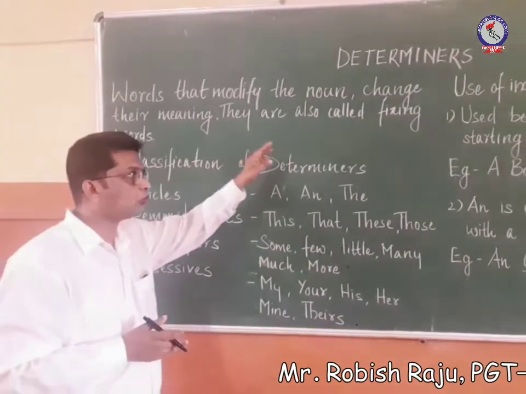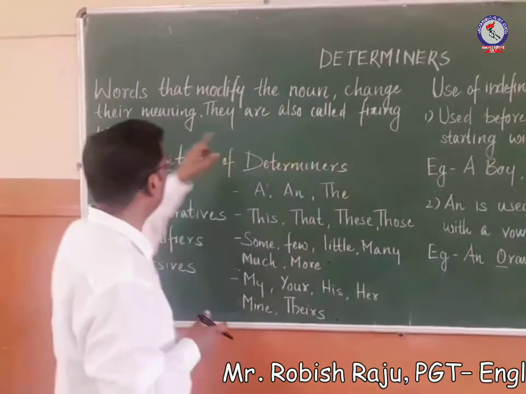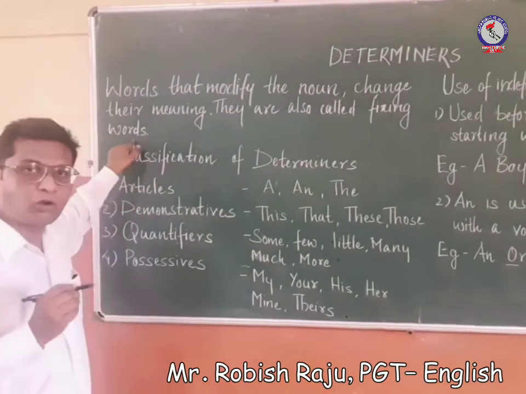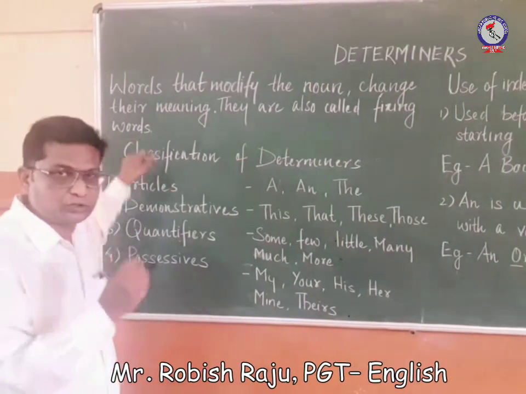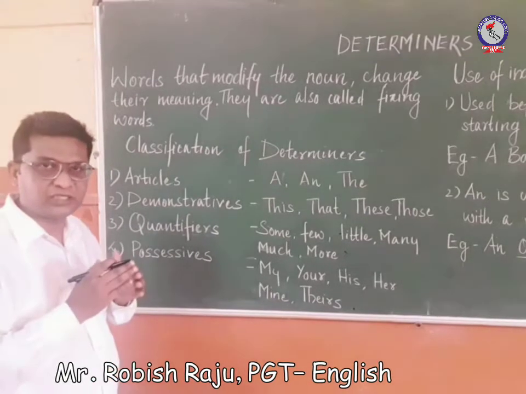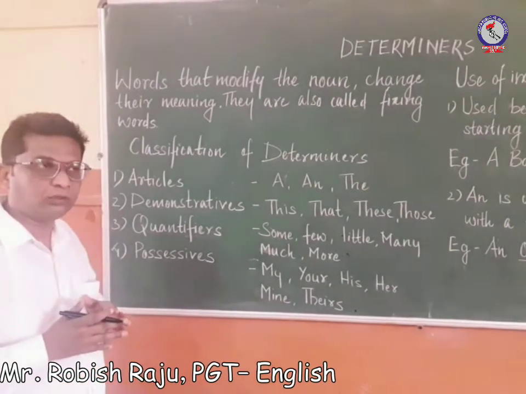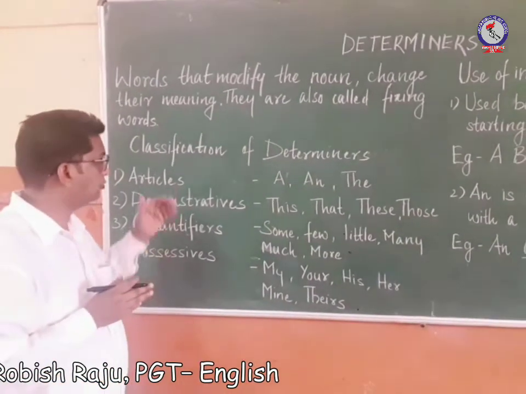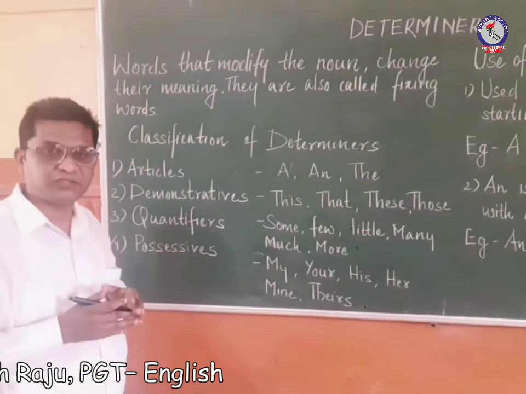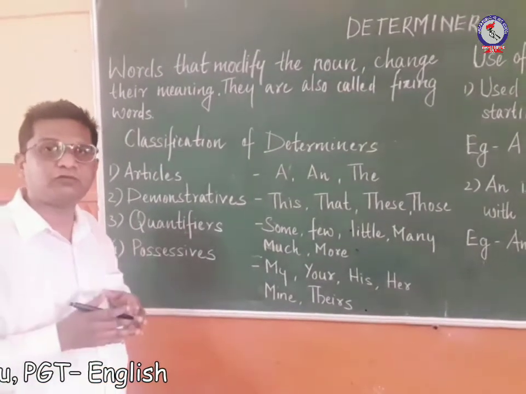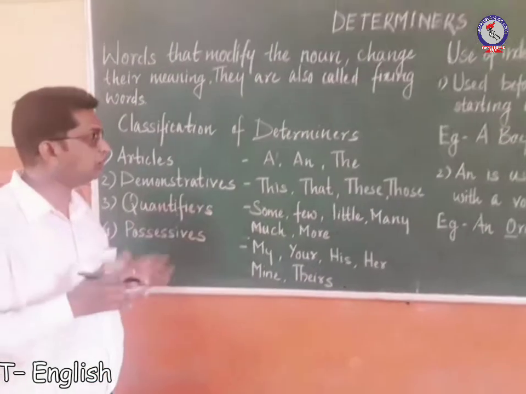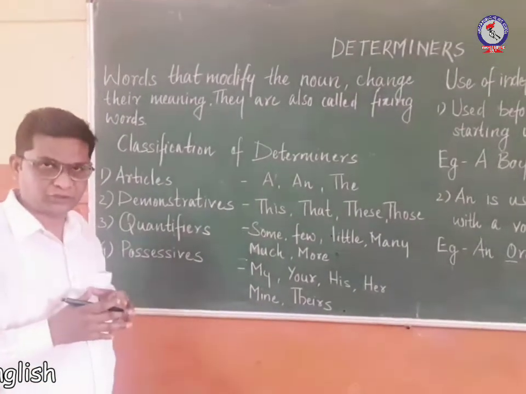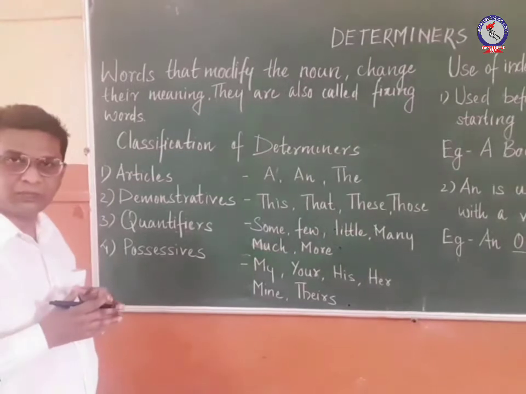They are also called fixing words. Now the definition is clear to all. Now we will go on to the classification of determiners. What are the types of determiners, or how many types of determiners are there? So let us see one by one.